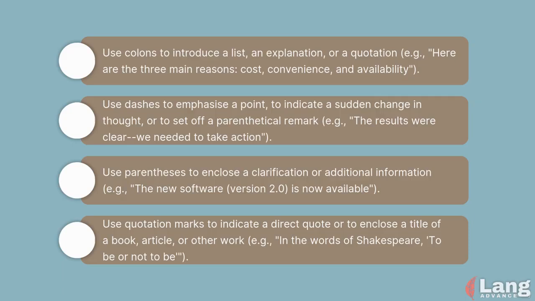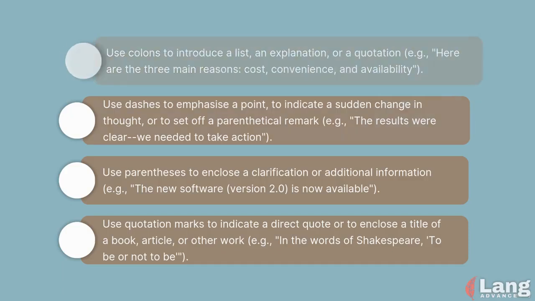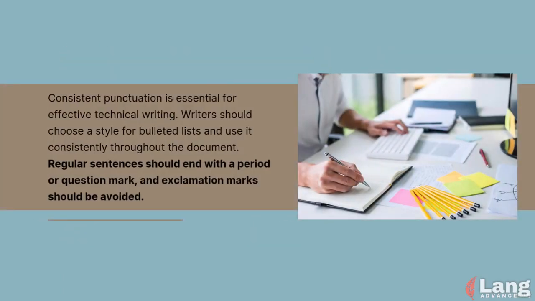Use quotation marks to indicate a direct quote or to enclose the title of a book, article, or other work. For example, in the words of Shakespeare, "To be or not to be." Consistent punctuation is essential for effective technical writing. Writers should choose a style for bulleted lists and use it consistently throughout the document. Regular sentences should end with a period or question mark, and exclamation marks should be avoided.